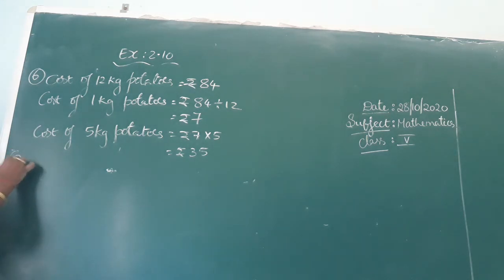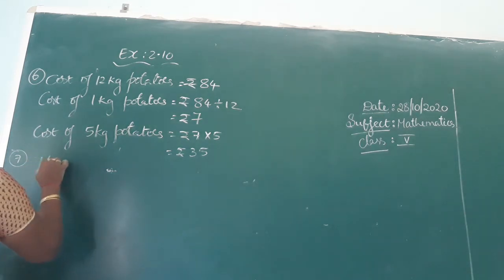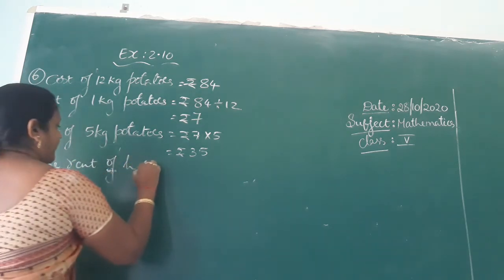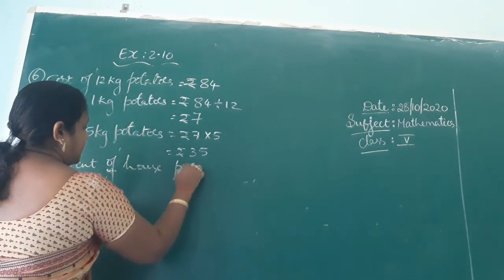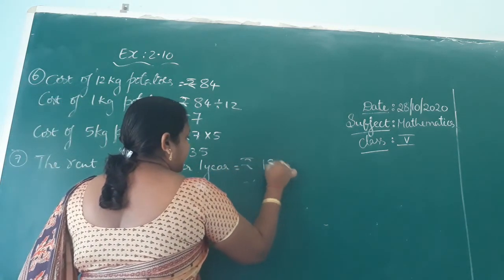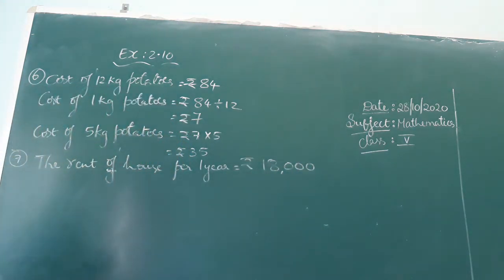Next one. The rent of a house per year they have given is 18,000. They are asking the rent for 8 months. Rent of house for 1 year. 1 year contains how many months, children? 12 months. They have given 18,000 rupees per 1 year, and they are asking for 8 months. First you should know how much it will be for 1 month.